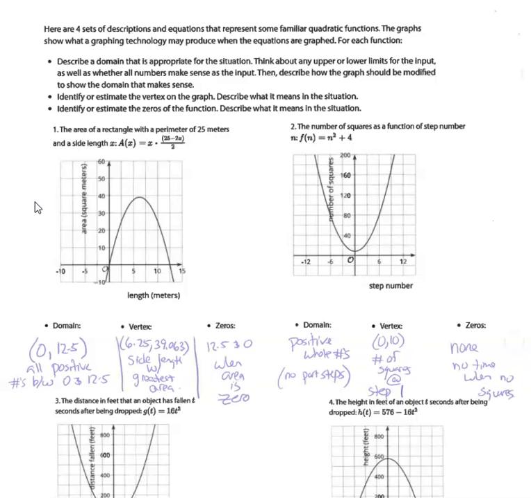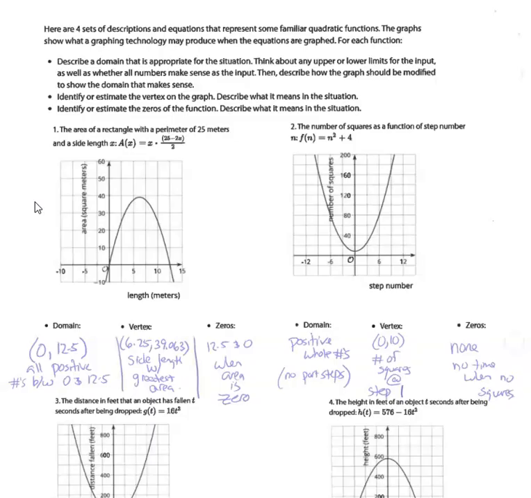Now the next one is talking about those situations where we had a certain step number and the number of squares that you would have. So the question is, what are the numbers that make sense for the domain? The first number would be 0. It doesn't make sense to go into the negatives. It also doesn't make sense to do the decimals.